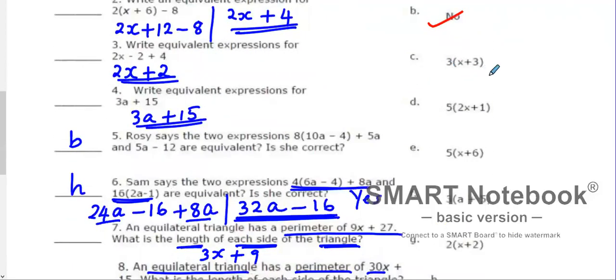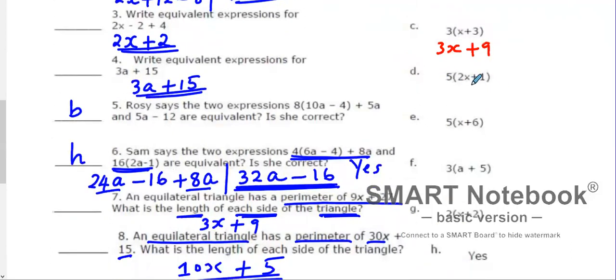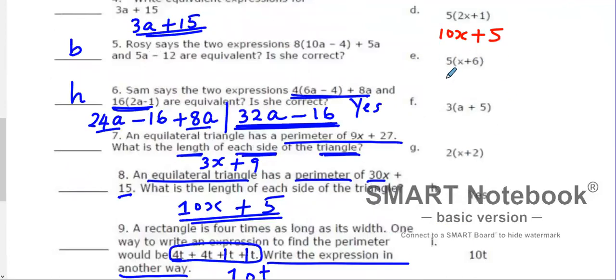Now 3x plus 3 has to be simplified by opening the brackets. This will be 3 times x is 3x, 3 times 3 is 9, so that stops there. 5 times 2x plus 1 will be 5 times 2x is 10x, 5 times positive 1 will be 5. Also this, we have to expand the brackets. This will be 5 times x is 5x, 5 times 6 is 30.